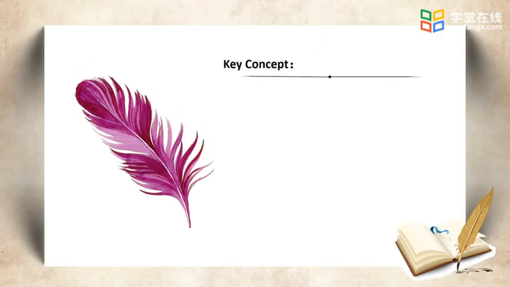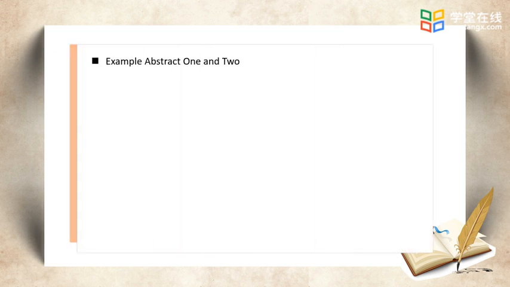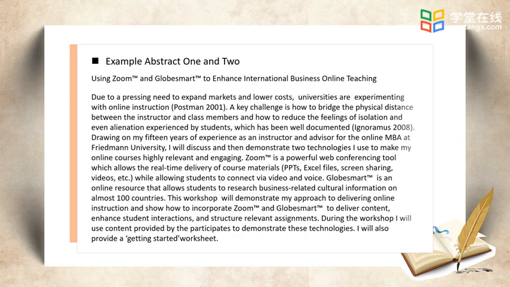Another popular type of presentation is a workshop, where the speaker engages the audience more directly, as in a classroom, and perhaps teaches a skill, as in this example. Now pause this video and carefully read the second example abstract. Have you finished reading the example carefully? How is this workshop abstract similar to the one you have studied before? And how is it different?